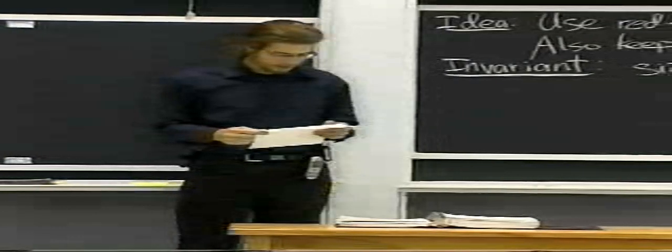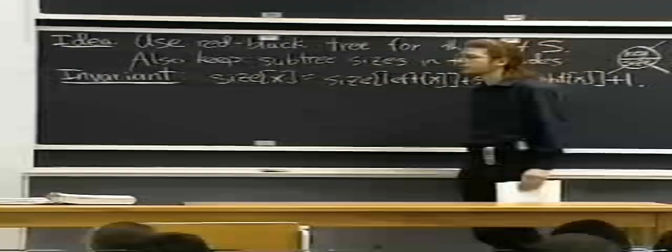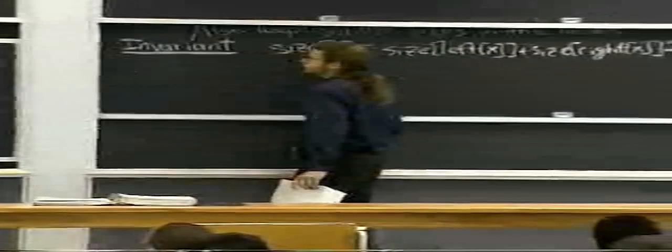Okay. Now the question is, now we have this. Suppose that we have all these subtree sizes. How can we do a select? Okay, so that's what I'd like to do next. What does the select algorithm look like?